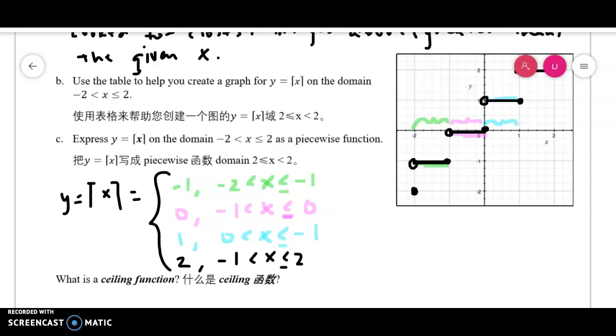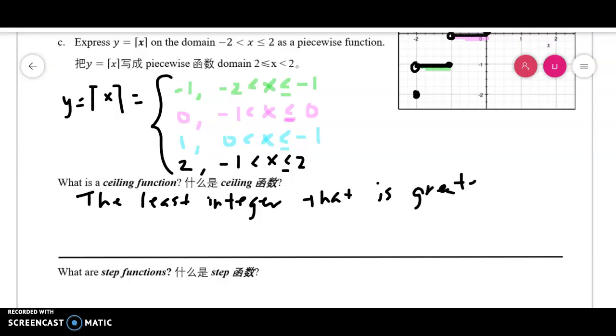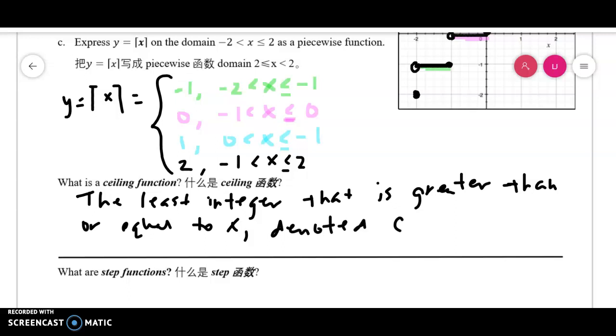All right, so there is our ceiling function. So what a ceiling function officially is, it is the least integer that is greater than or equal to x. Denoted as ceiling of x, which has the little feet at the top, like a ceiling.